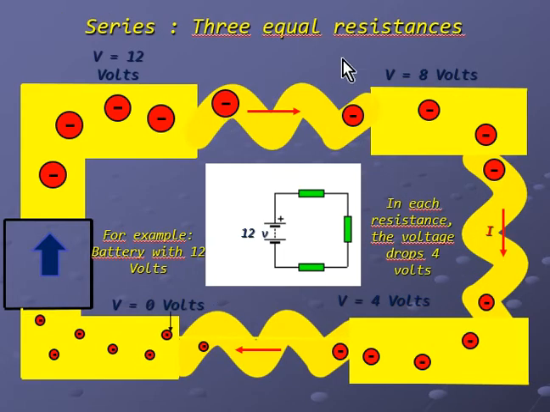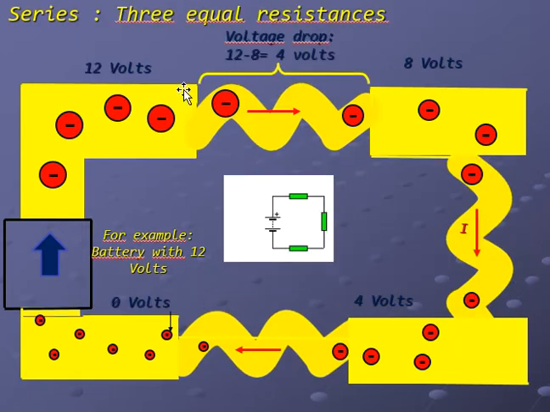Okay, if the resistances are the same, equal resistances, imagine that we have 12 volts here, so the voltage drop is the same in each resistance. We would have 8 volts here, 4 volts, and they have no more energy at the end of the circuit. Okay, so the voltage drop in this case is 4 volts. We have 12 volts here, there is a drop of 4 volts in this resistance, another 4 volts of drop here, and another 4 volts here. So we have V1, V2, V3 in this case would be the same, would be 4 volts.